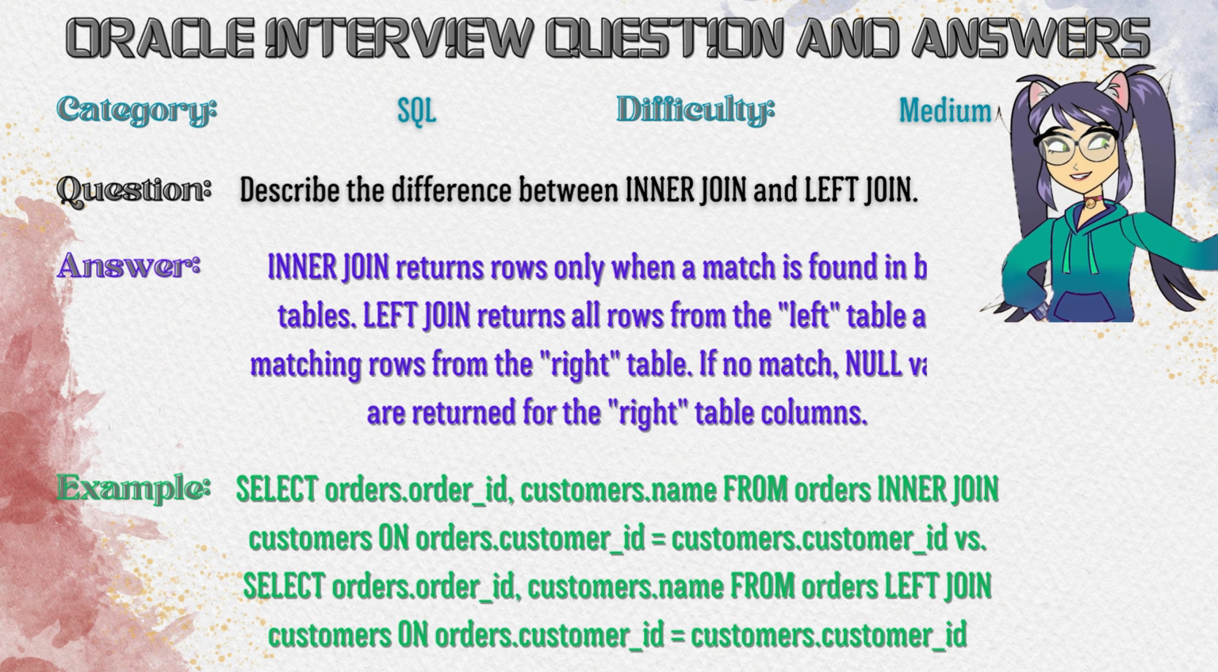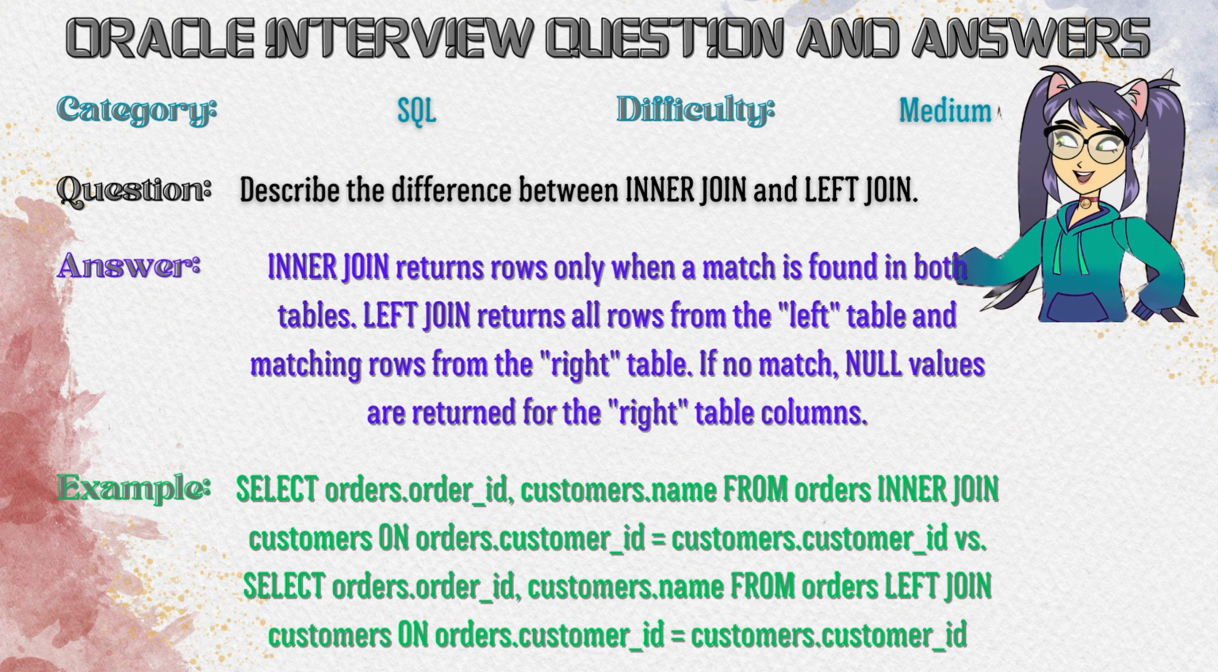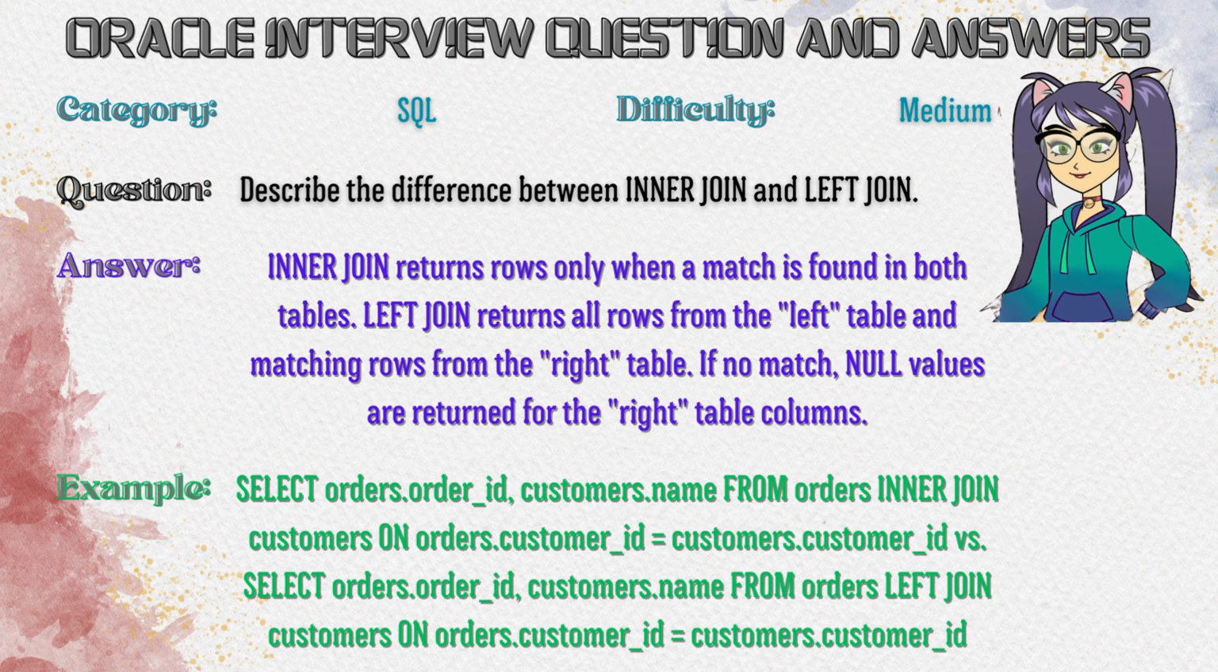Next question: describe the difference between inner join and left join, and the answer is inner join returns rows only when a match is found in both tables. Left join returns all rows from the left table and matching rows from the right table. If no match, null values are returned for the right table columns.